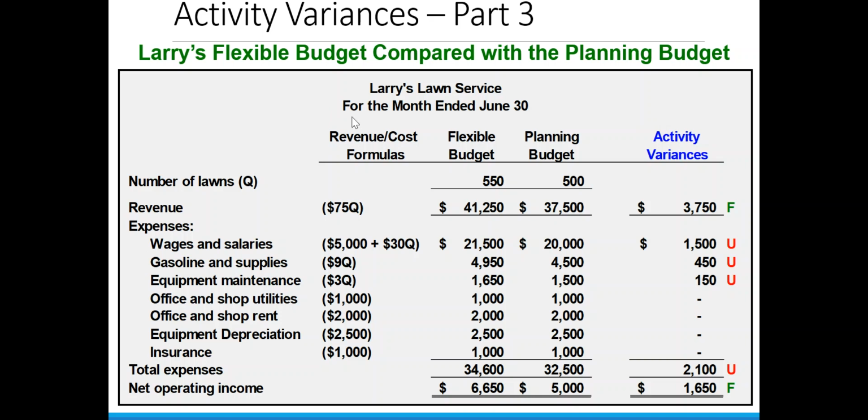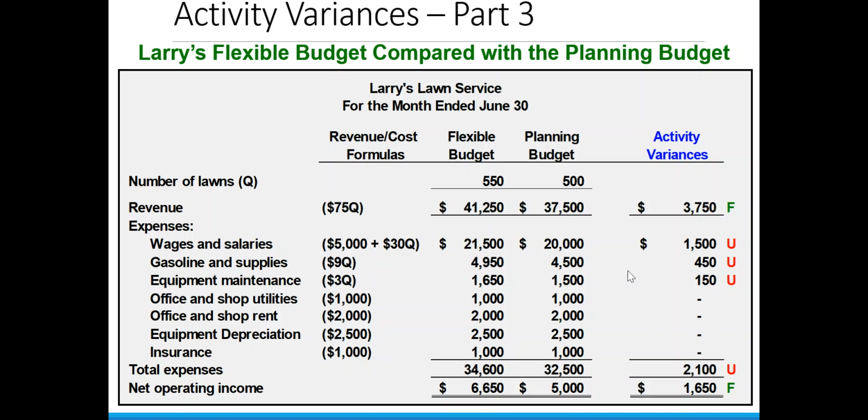And the reason that this is called activity variances is because we've adjusted the planning budget for the activity level difference to identify what these variances really are. So when we adjust for those differences, we see that the flexible budget comes out with a favorable revenue variance of 3750.